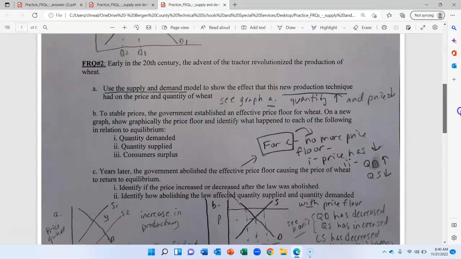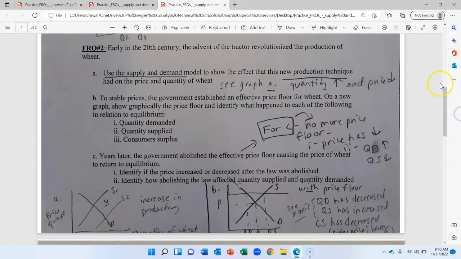Next question. Early in the 20th century, the advent of the tractor revolutionized the production of wheat. And this is a real historical example, right? We see a lot of farmers get into a great deal of trouble, largely because productivity is so increased, there's an overproduction of goods, as a result of mechanization. But in any case, let's show this effect. I'm looking at the lower left for my graph. Using supply and demand model, what is the effect of this new production technique?